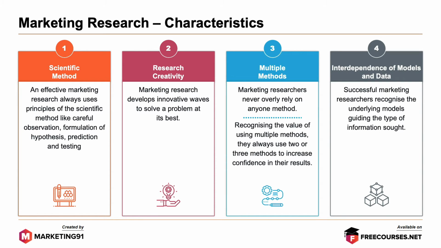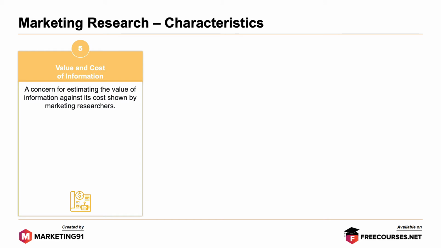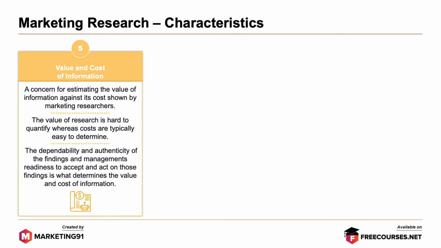Fourth, interdependence of models and data. Successful marketing researchers recognize the underlying model guiding the type of information sought. They also realize that this is where the data can be interpreted from. Fifth, value and cost of information. A concern for estimating the value of information against its cost is shown by marketing researchers. The value of research is hard to quantify, whereas costs are typically easy to determine. The dependability and the authenticity of the findings and management's readiness to accept and act on those findings is what determines the value and cost of information.